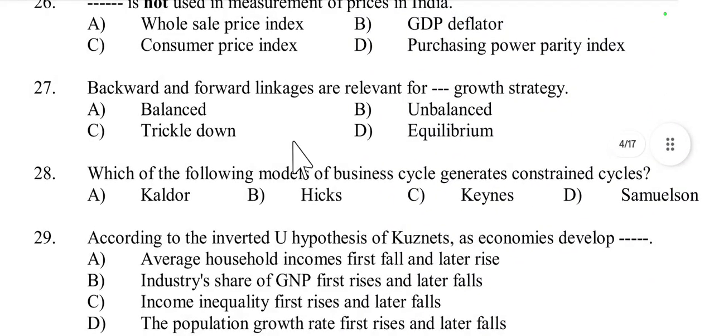Then question number 27, backward and forward linkages are relevant for which growth strategy? Balanced growth, unbalanced growth, trickle down, equilibrium. It is relevant in unbalanced growth. So in unbalanced growth, there are backward and forward linkages, given by Hirschman.